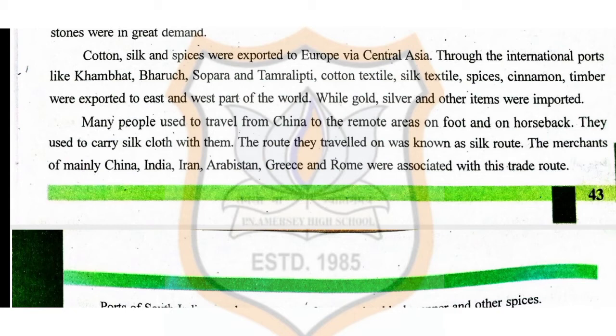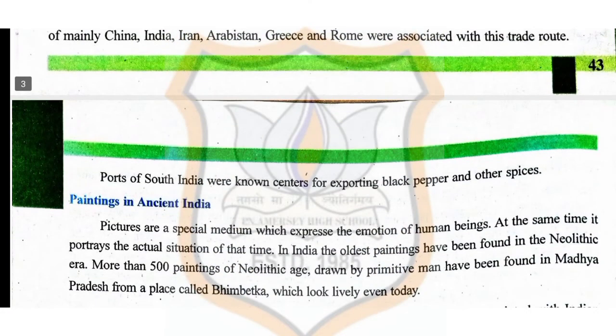They used to carry silk cloth with them. The route they traveled on was known as the Silk Route. The merchants of mainly China, India, Iran, Arabia, Greece and Rome were associated with these trade routes. Ports of South India were known centers for exporting black pepper and other spices.